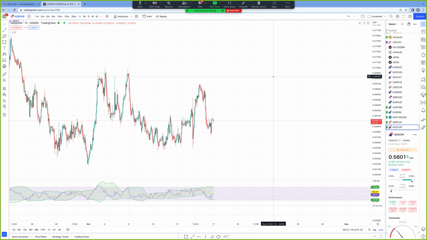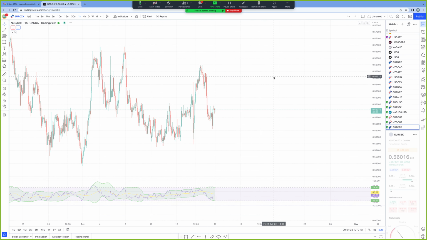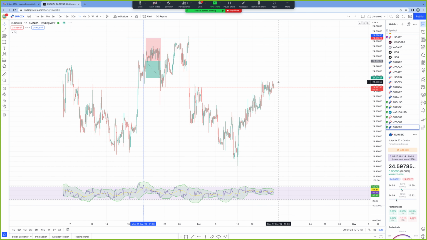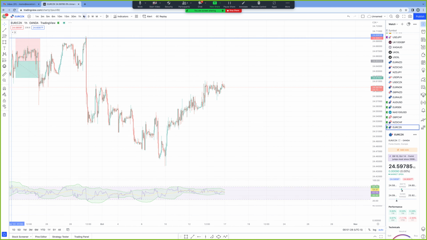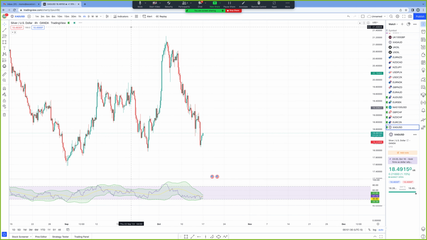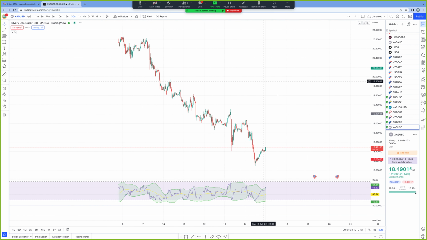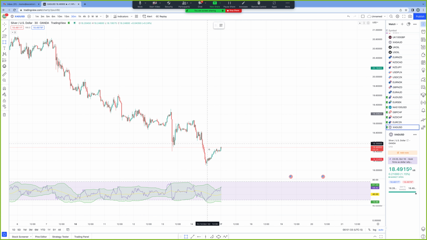NZD CHF, nothing too clear, but a bit of chop. Euro CZK, I had a setup here a few weeks ago. Right now just chop. Silver, chop as well. You can mark up this zone though, since price broke this swing low.